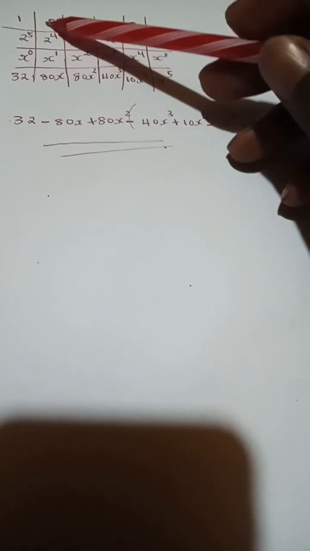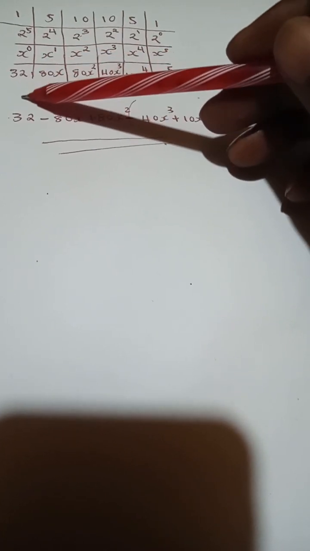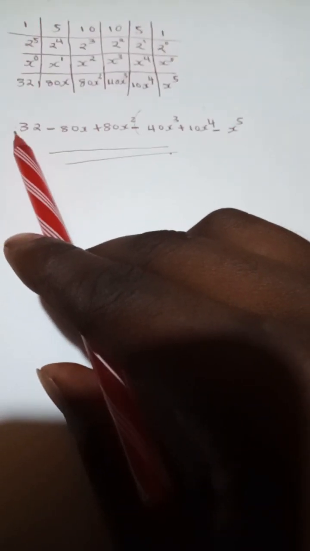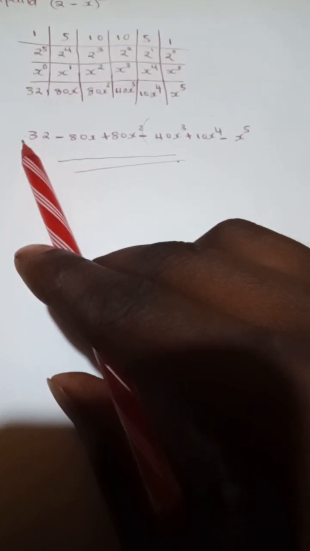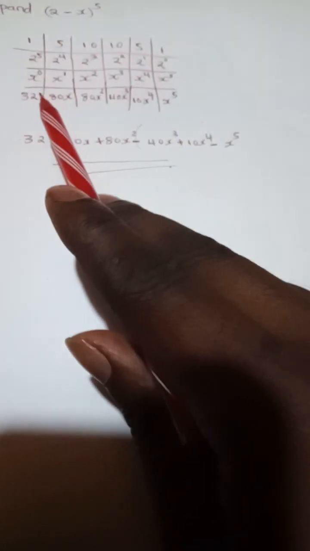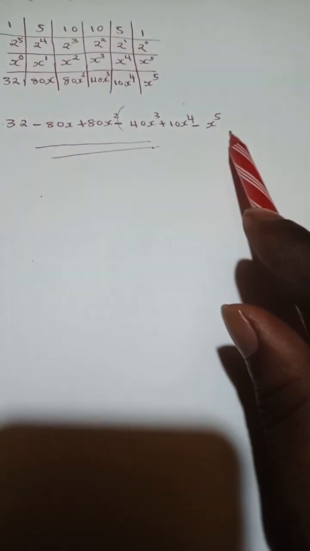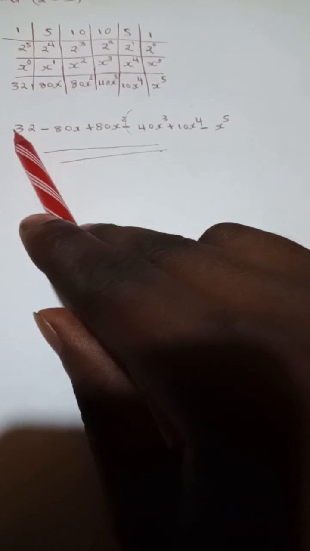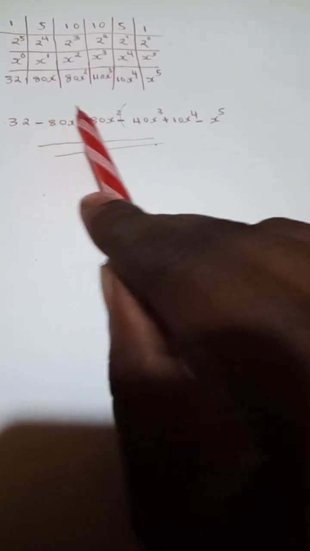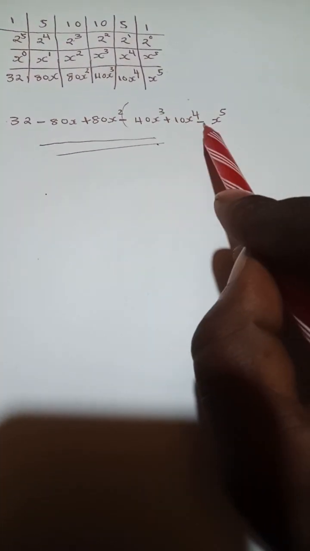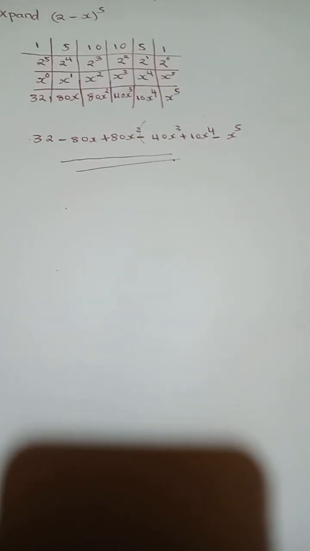Number 2, you multiply going downwards. And then number 3, the signs here, which is very key, the signs here are alternating. If it's a positive, everything remains positive. So this one becomes positive, negative, positive, negative, positive, negative, and this gives you your final answer.